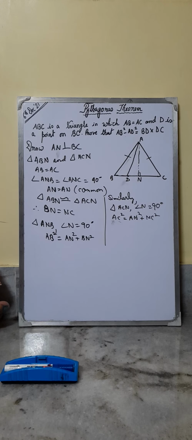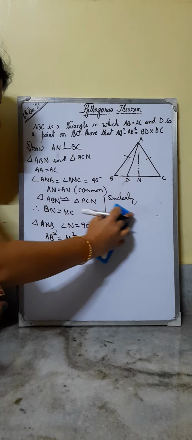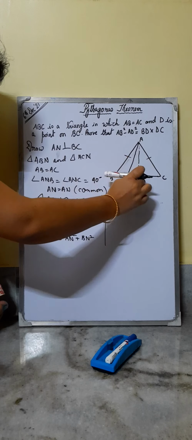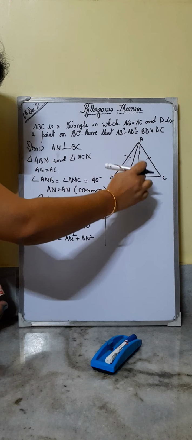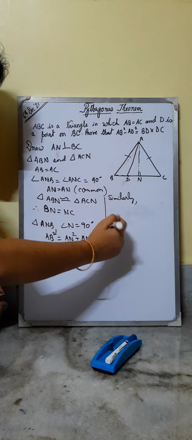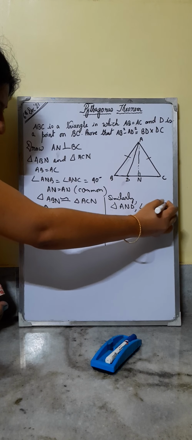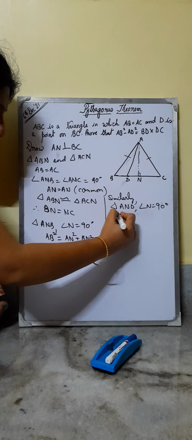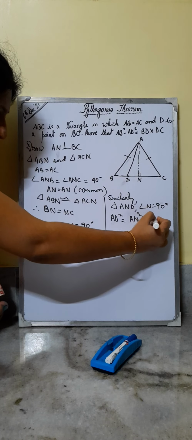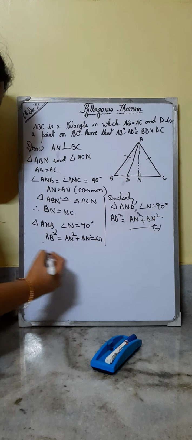Now see one more thing. We don't need this triangle, because here we have to prove AB square minus AD square. So take this triangle. Angle ANB is 90 degrees, so AND is also 90 degrees. So this is also a right angle triangle, with N equal to 90 degrees. So AD is also the hypotenuse. Hypotenuse square equals AN square plus DN square. Now this is equation number 1, and this is equation number 2.